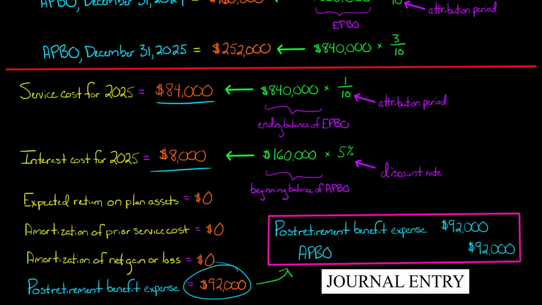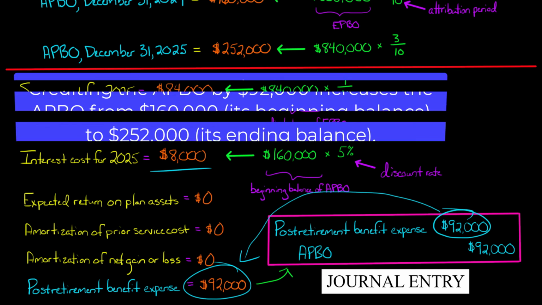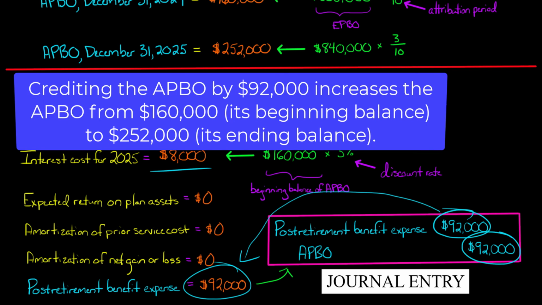Now, in terms of making our journal entry, we are going to debit post-retirement benefit expense for 92,000, which is the amount that we calculated right here. So we debit our post-retirement benefit expense for 92,000. What are we going to credit? We're going to credit the APBO. We're going to credit the APBO for 92,000.